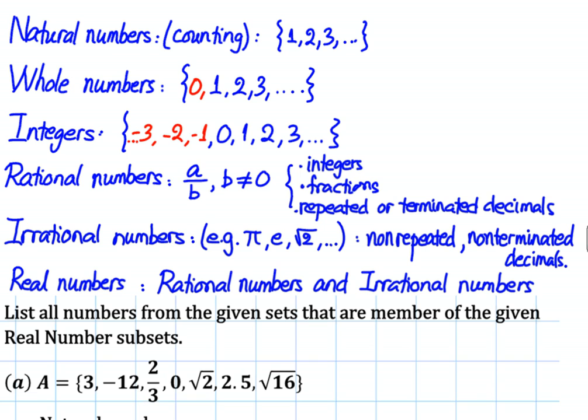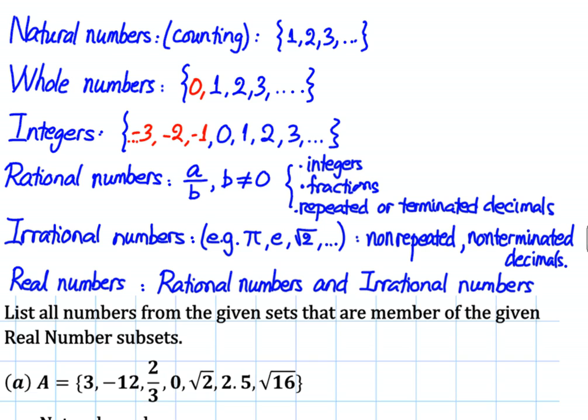If you remember when you were about 3 years old or 2 years old, you first started counting 1, 2, 3, and everybody started clapping. So those are our counting numbers. Our whole numbers add 0. That's why I have the 0 in red. The integers add the negative numbers. And then we have rational numbers.